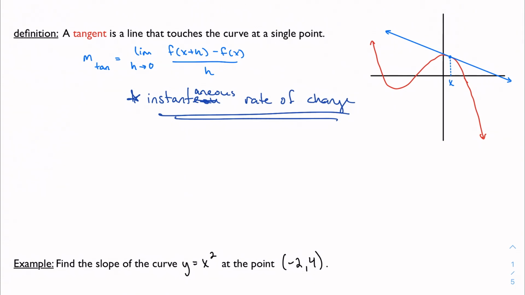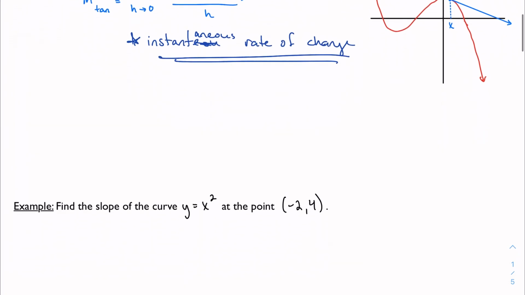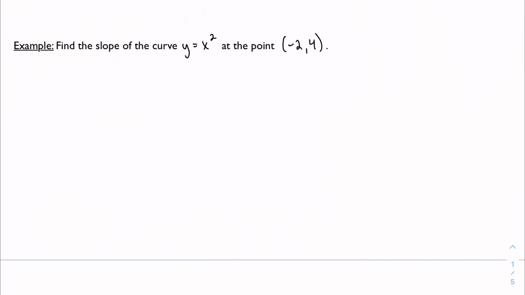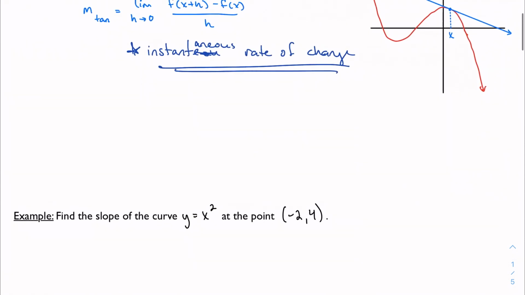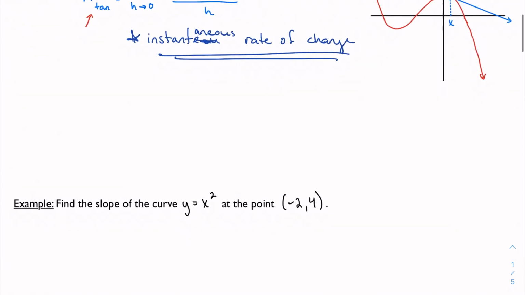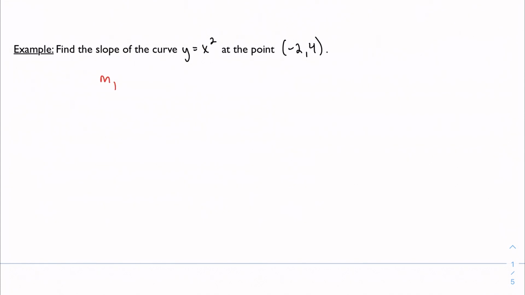Anytime you hear slope, you're going to jump probably to something that looks like this. For example, find the slope of the curve y equals x squared at the point -2, 4. Well, I'm only given 1 point. Not a problem, because I can find the slope at a specific point by using my limit definition. So I'm just going to copy it out in general first.